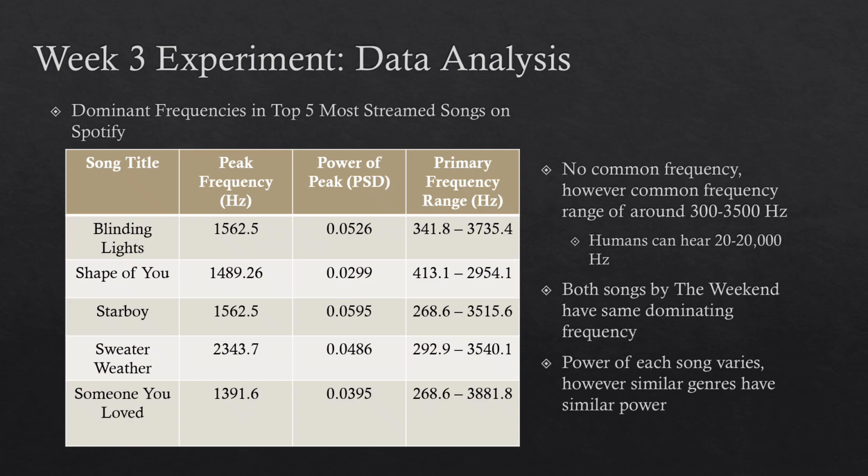And so common notes are that there was no common frequency. However, the common frequency range was around 300 to 3,500 hertz, and humans can hear in between 20 to 20,000 hertz. Both songs by The Weeknd had the same dominating frequency, and the power of each song varies. However, similar genres have similar powers.